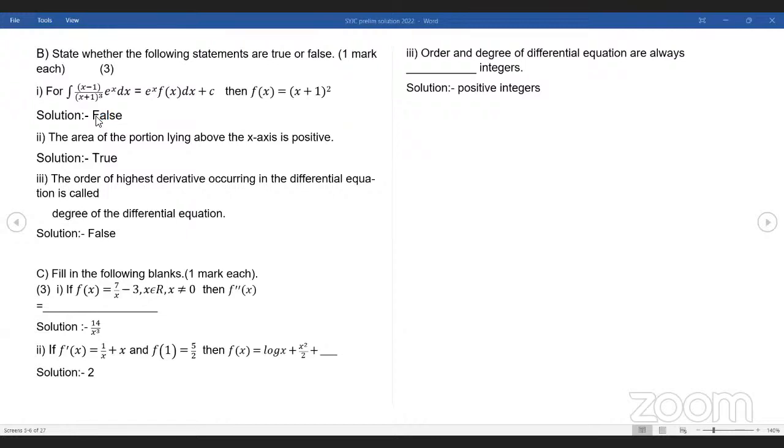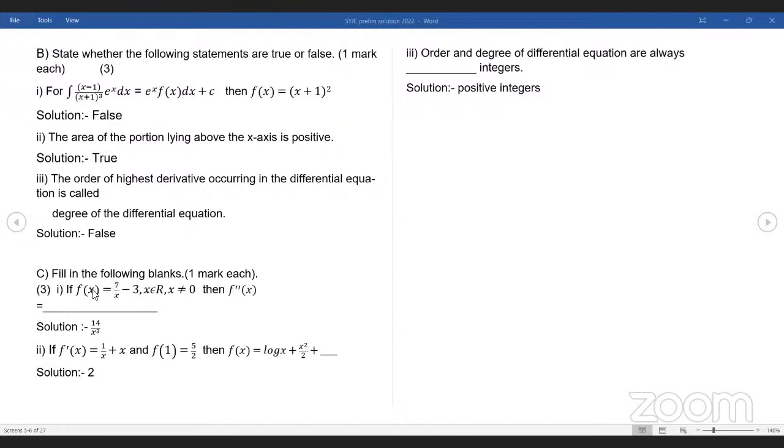Second, the area of the portion lying above the x-axis is positive. Yes, it is right. So we write here true. Third, the order of highest derivative occurring in the differential equation is called degree of the differential equation. No, it is false. So we write in solution false. Next question.